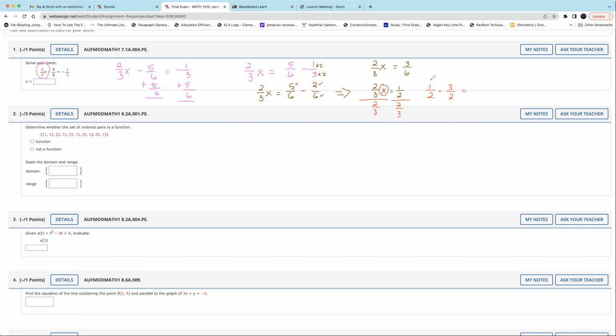I multiply across: 1 times 3, 2 times 2, and that is my answer. This is cancel. Equals x. I don't think it's going to let me write it in there, but x is 3/4.